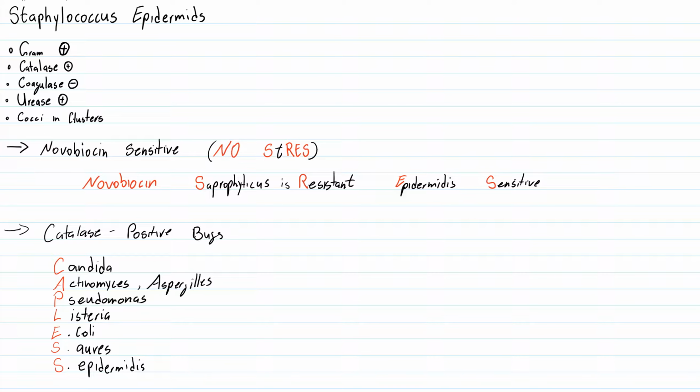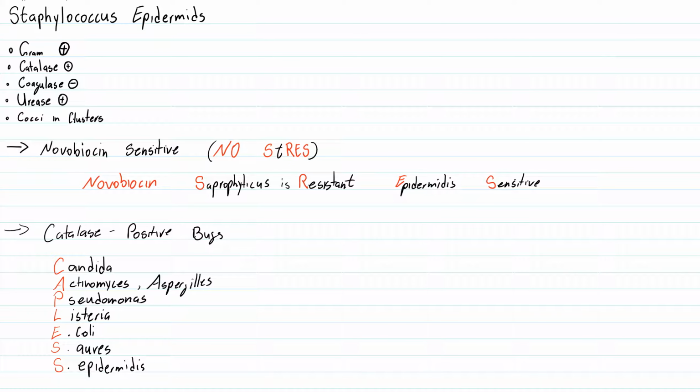All right, we will be covering Staph epidermidis. Staph epidermidis is a gram-positive, catalase positive, coagulase negative, urease positive cocci in clusters. There's a couple mnemonics that you must know for other bugs, including epidermidis. So we're gonna go over those.